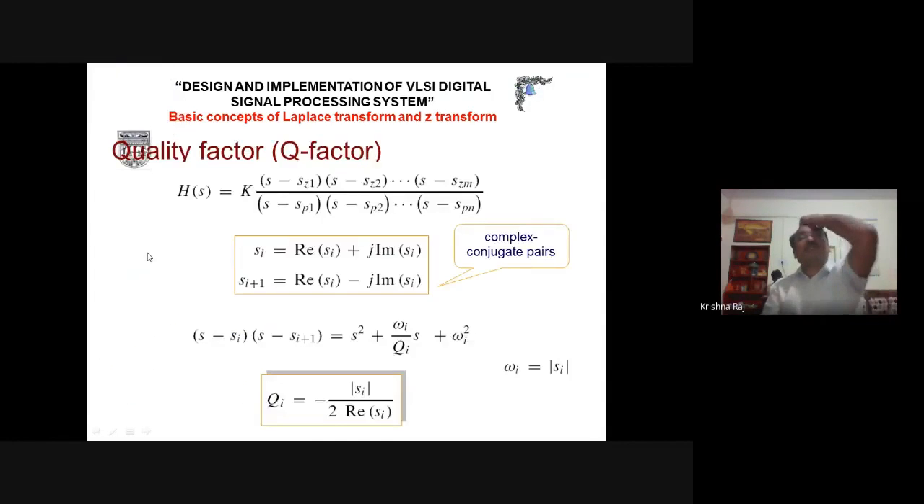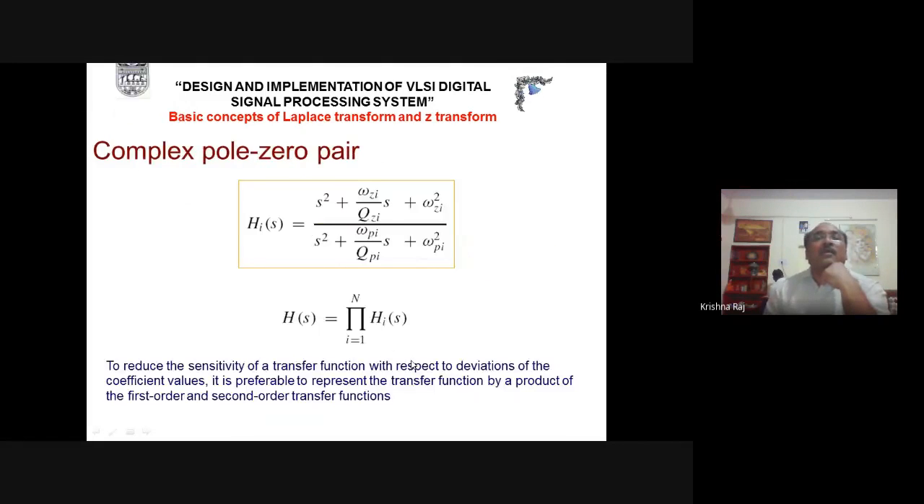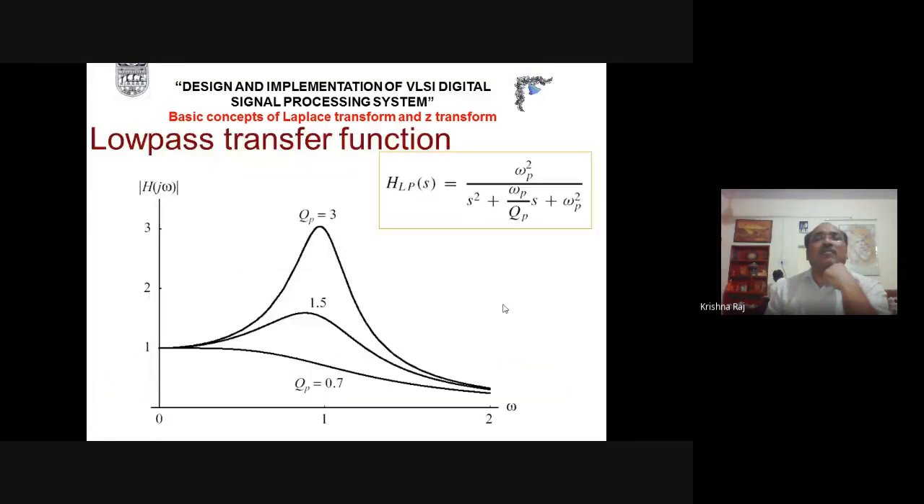Quality factor: we know this is the quality factor of any transfer function. First, the transfer function will be written in such a manner that we can describe the poles and zeros, and then we can get the quality factor by equating to this equation, s square plus 2 tau omega n s plus omega n square. The same is represented here in matrix form, and these are the low pass transfer functions.